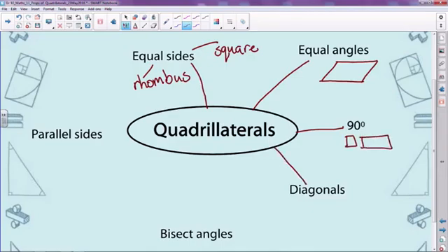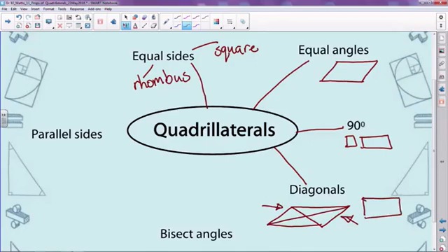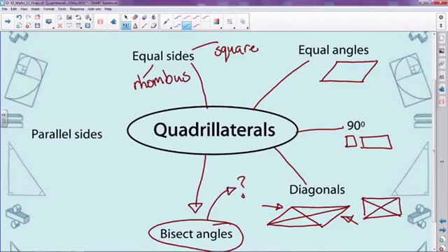The diagonals. It's important to remember how changing the shape will change the diagonals. So a parallelogram will have a short diagonal and a long diagonal, but a rectangle will have diagonals that are the same length. They're both the same. Now, when we bisect angles, like in the kite, it's important to remember that. Can you figure out which other quadrilaterals have diagonals that bisect angles?